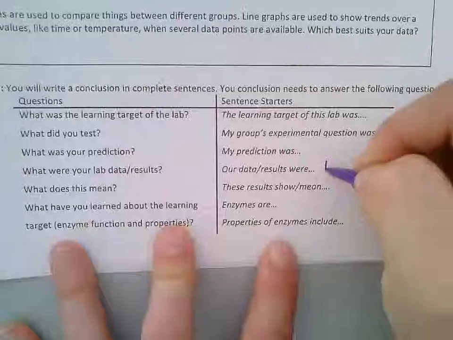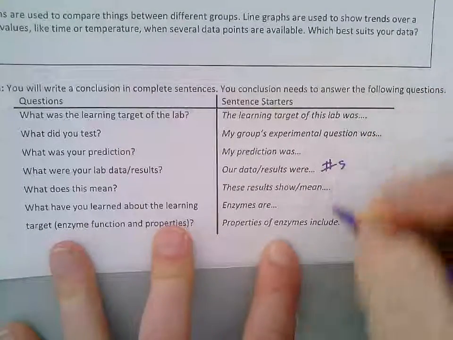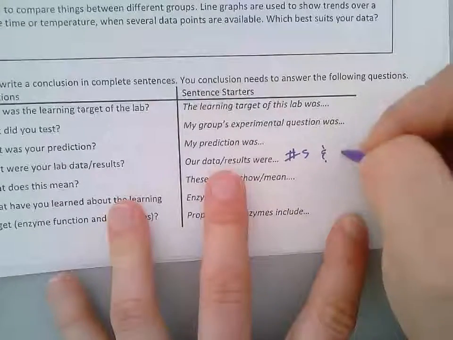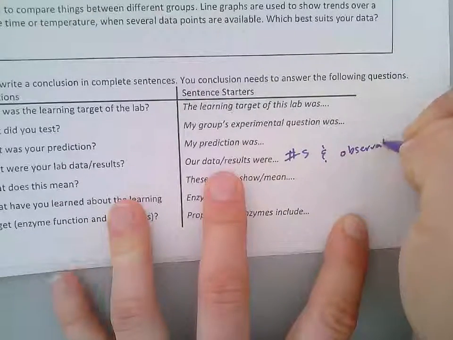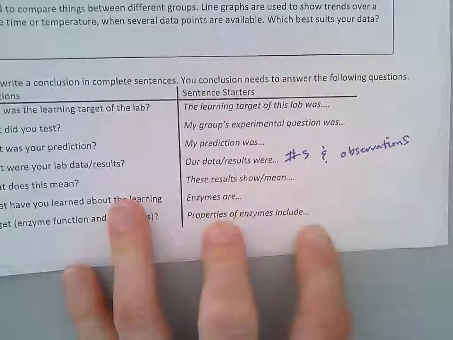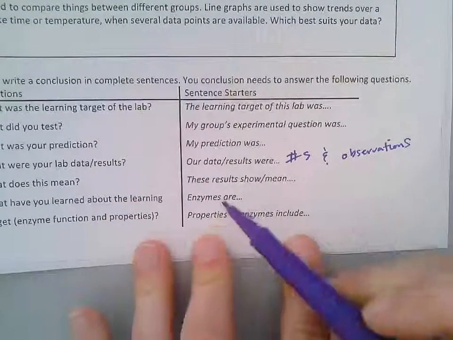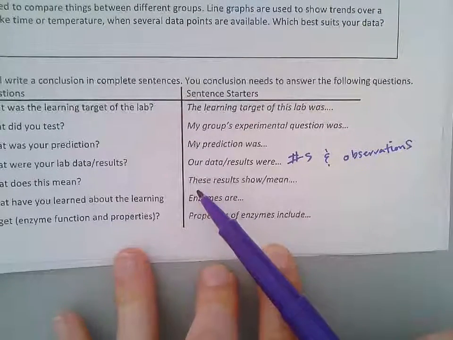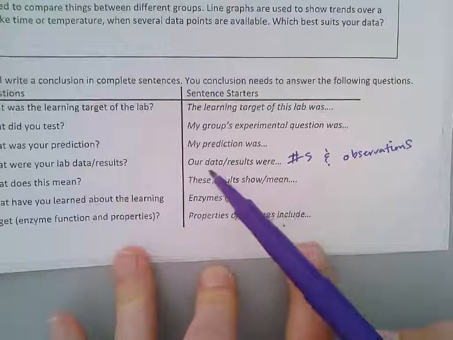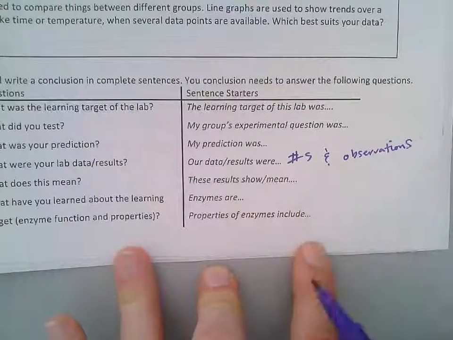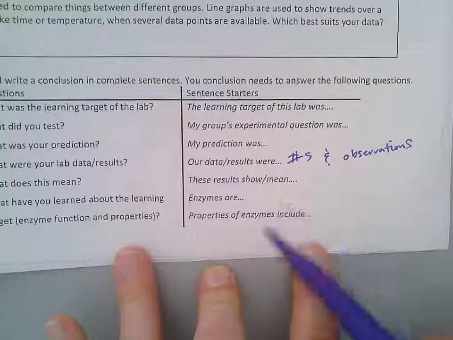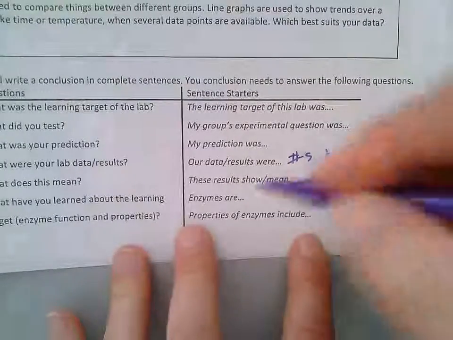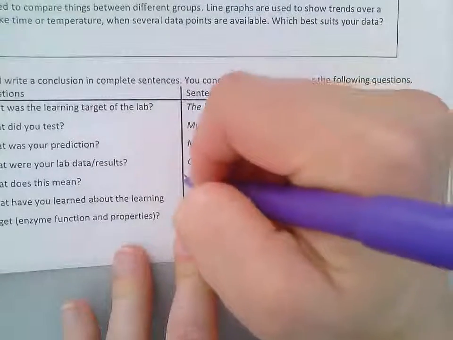This means you actually need to include your numbers, right? And observations. So you need to include those in your conclusion. Then you would write what they mean. And then you're going to do a little summary of what enzymes are and the properties of enzymes in general that we learned from this lab and from other activities. So I want you to start this, okay?